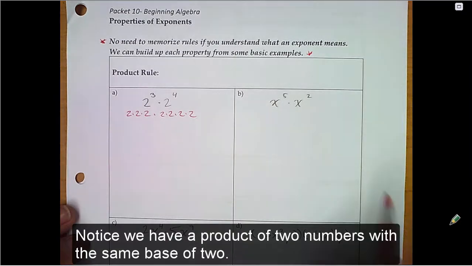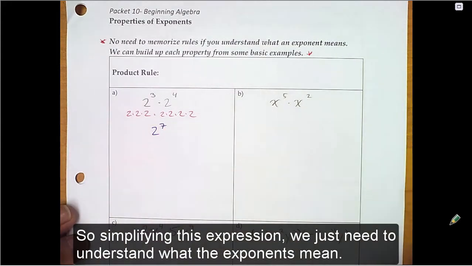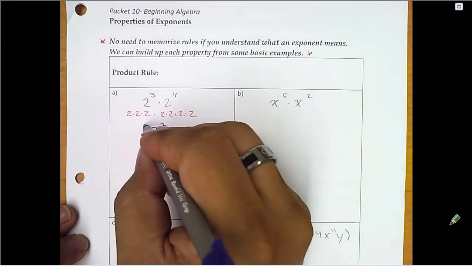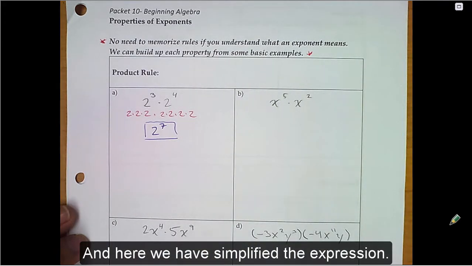Notice we have a product of two numbers with the same base of 2. So simplifying this expression, we just need to understand what the exponent means. And here we have simplified the expression.